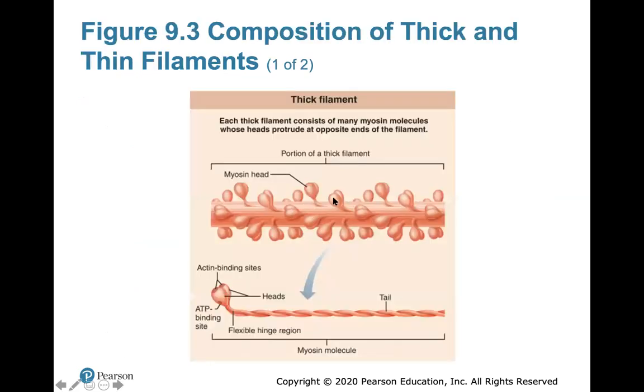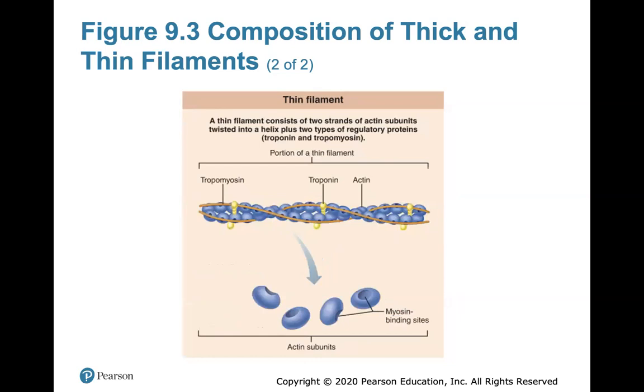So here's a look at the myosin, a portion of the thick filament, which contains several myosin molecules made up of tails, and the myosin heads, which contain the actin binding sites. And that's really important because these myosin heads contain the actin binding sites for which the actin will bind to form a cross bridge during muscle contraction. Here's a look at a thin filament or actin.